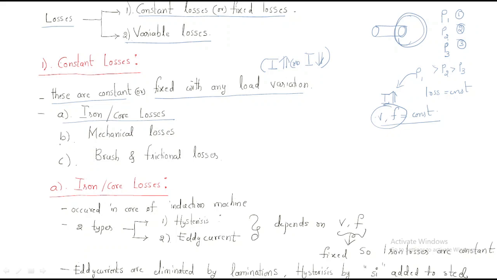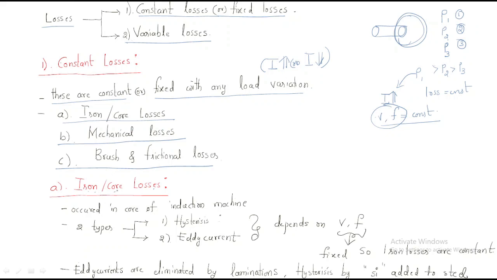Next, mechanical losses. Mechanical losses are also constant. There is no change actually. And brush and frictional losses are also very constant. They don't depend on the load. So in the constant losses, the first loss is iron or core loss. First we will discuss the first loss, iron or core loss.